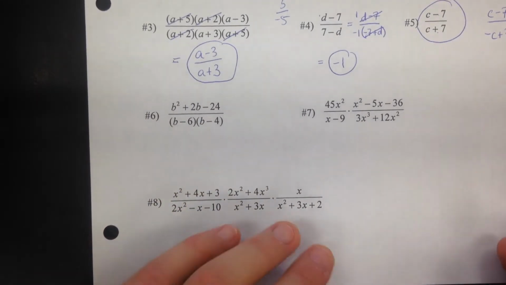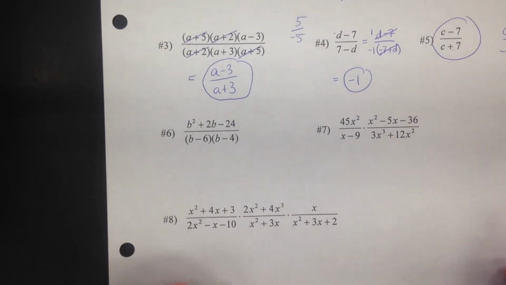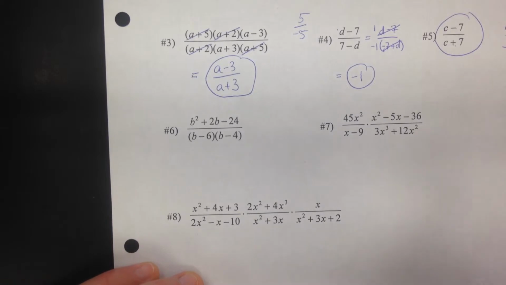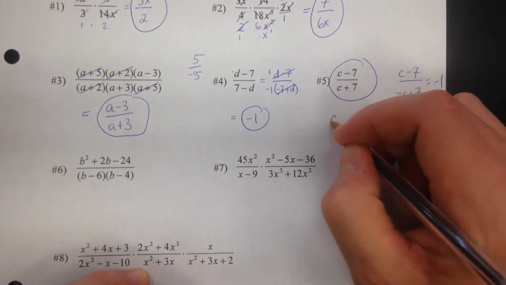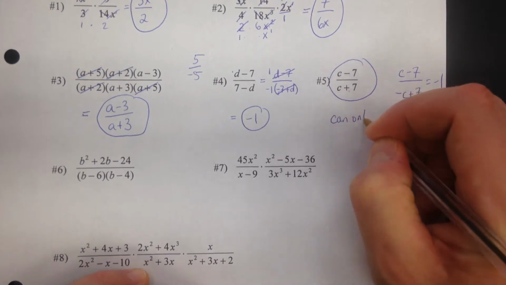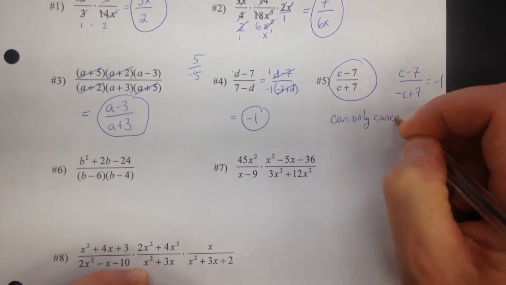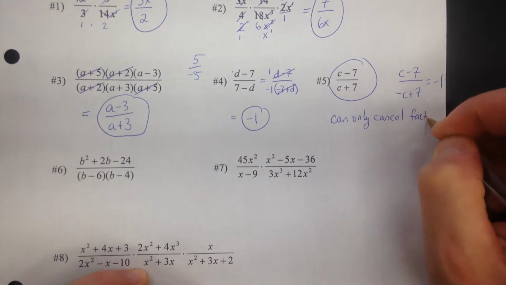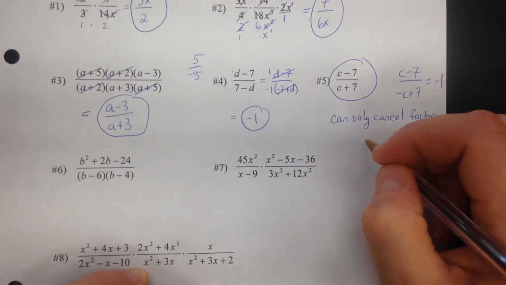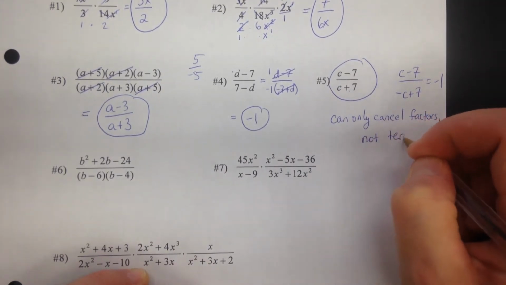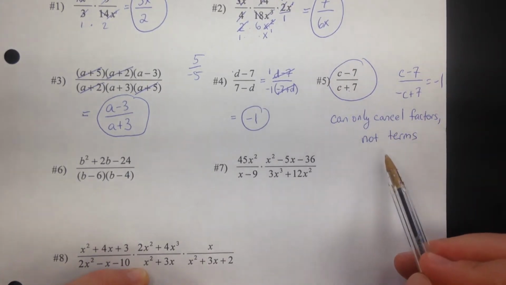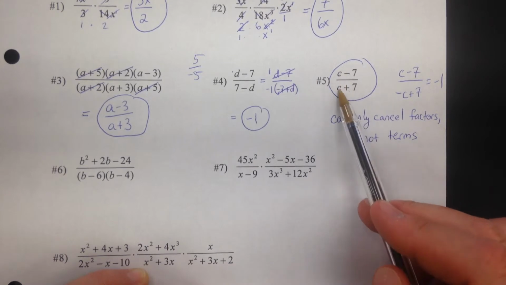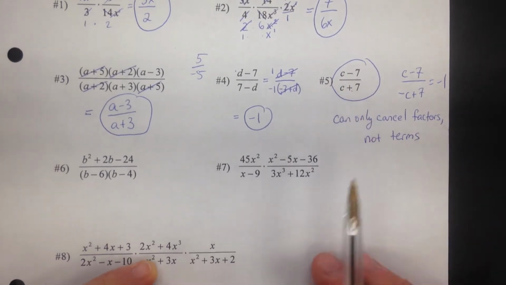Okay, so now number 6. Now we're getting into a little bit more complicated problems. There's more stuff to do. The idea is that, I'm going to come back to number 5. You can only cancel factors, not terms. C and C, those are terms. I can't cancel those. I can only cancel the factors.